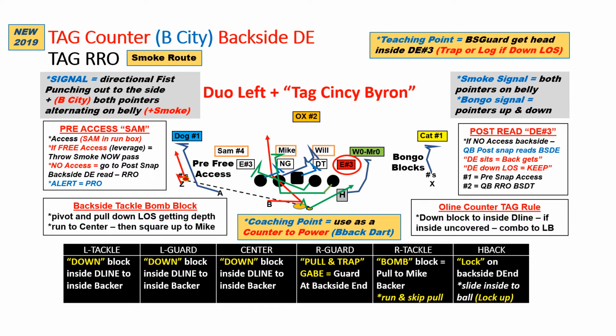If tag counter is your main inside counter, you can do the exact same thing as we did before. Again, access for the bubble. If it's not there, then we go to our RO or double option read on the defensive end, this time with the guard and tackle pulling. Same deal: if he sits, back gets, and if he follows, then quarterback keeps out the back door.